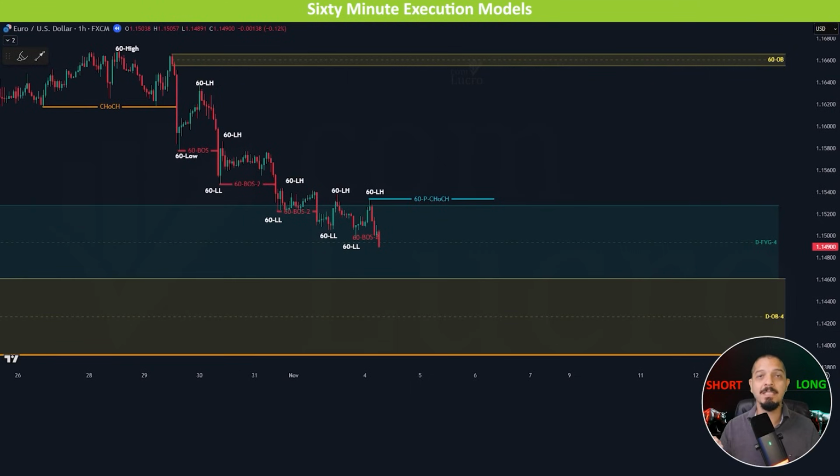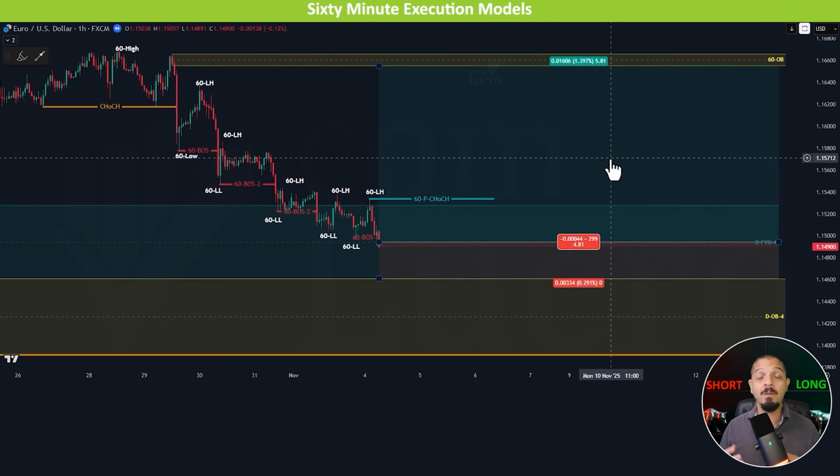Now we move to the 60-minute chart. And at this point, we will look for two different types of entries that align with both the daily narrative and the intraday structure. The first type of entry comes directly from the daily context. When price taps the 50% level of the daily fair value gap, we prepare a buy order targeting the order block on the 60-minute chart that created the last change of character to the downside.